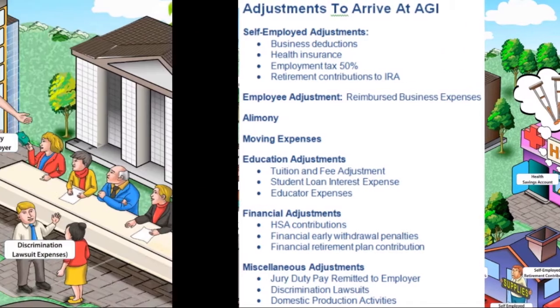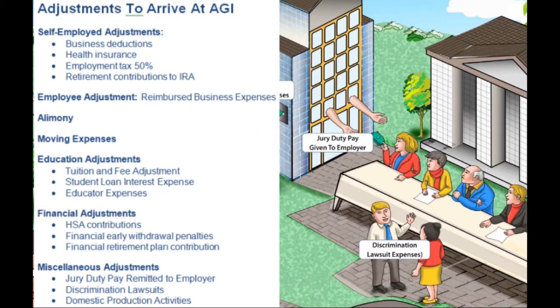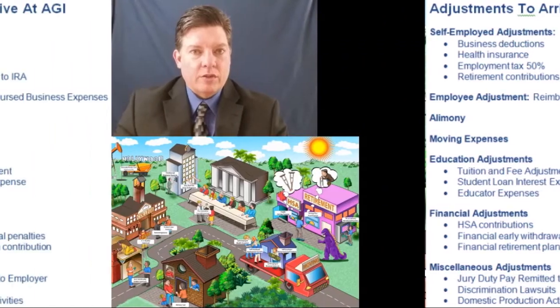Final category, miscellaneous adjustments: jury duty pay remitted to employer, you're paying money, discrimination lawsuit expenses, and domestic production activity expenses. So those are all the adjustment to arrive at AGI items. They're all in the image here, and we're going to go through all of them in detail. So that's all the adjustments.